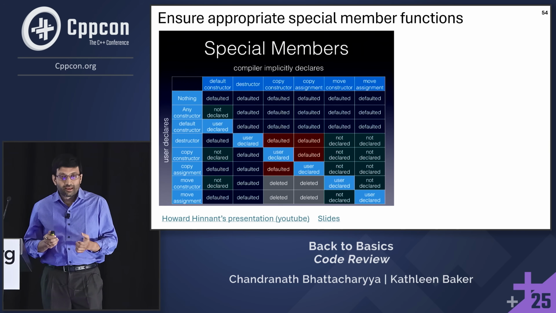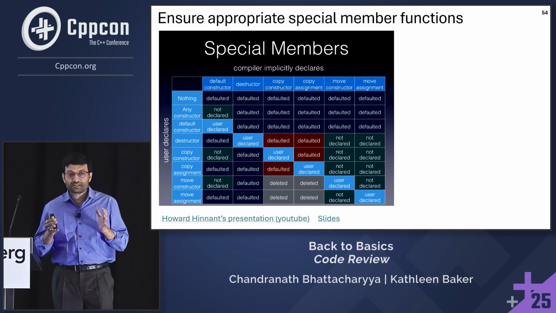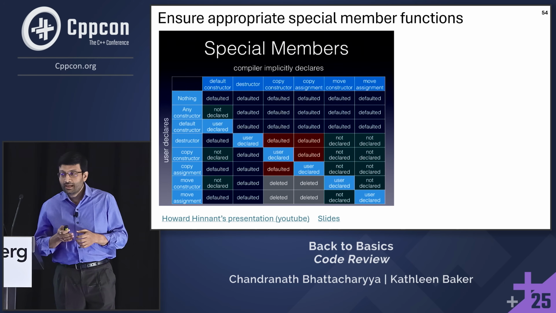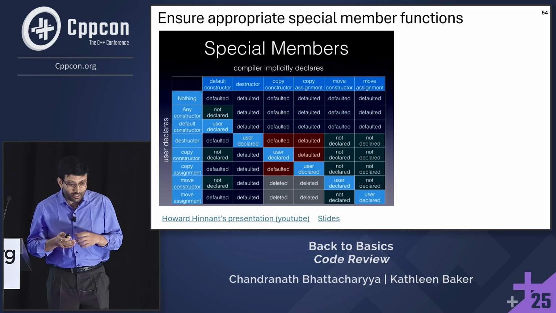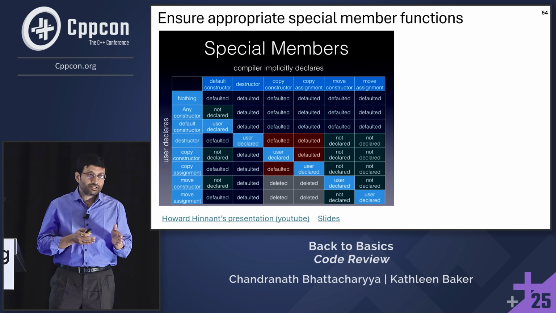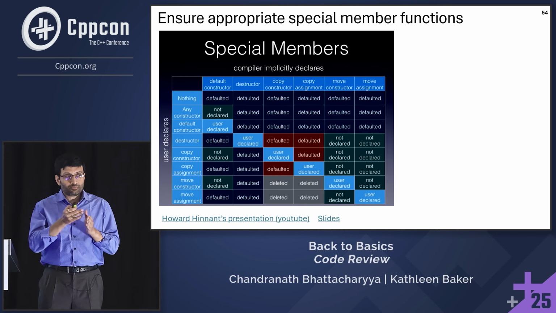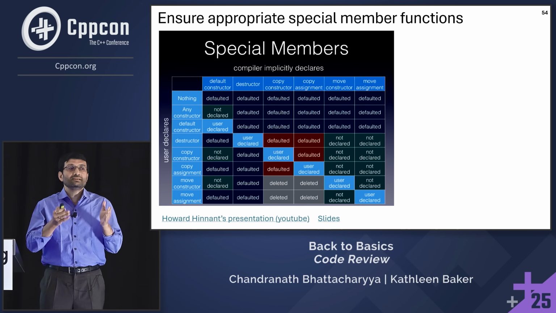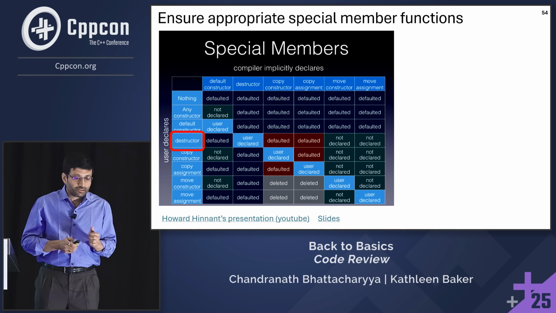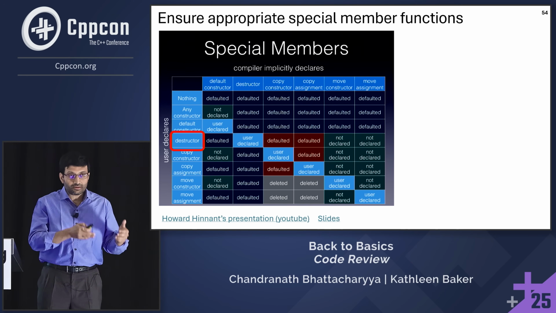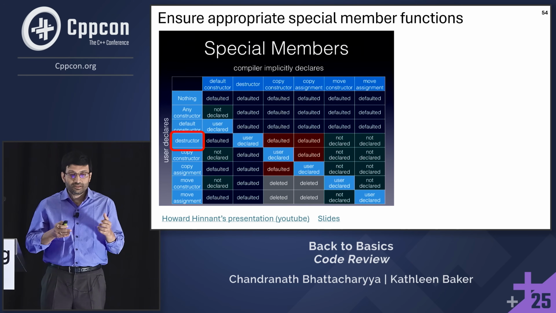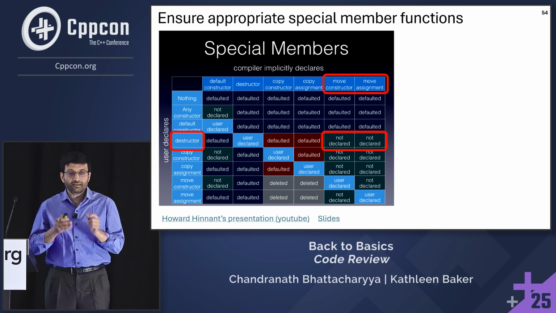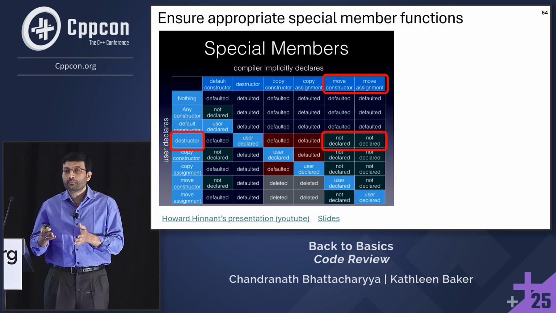Now, it's a little tricky to ensure special member functions. So I took this table out of Howard Hinnant's presentation. It actually gives us all the scenarios. On the left side, we see what the user declares. And on the top row, we see what the compiler implicitly declares based on what the user has declared, okay? In the previous slide, the user declared the destructor, which affected these two columns, move constructor and move assignment operator, and they became not declared, which led us to our predicament, okay?